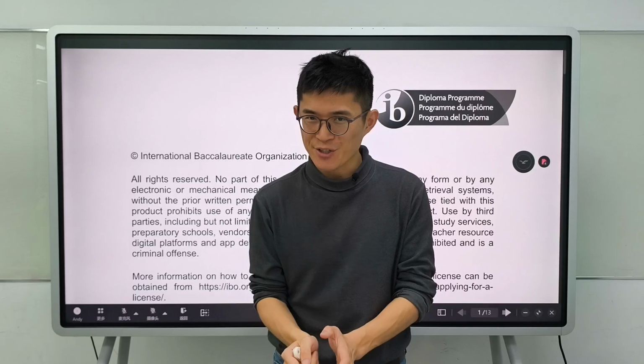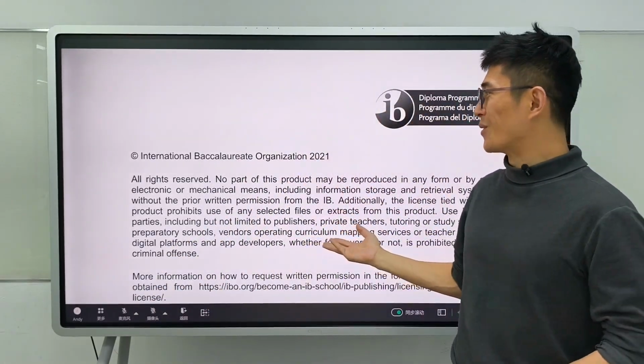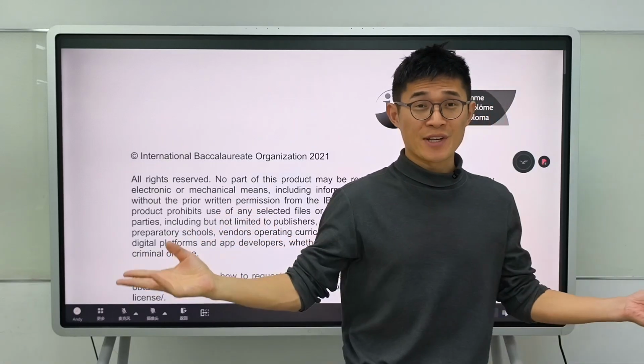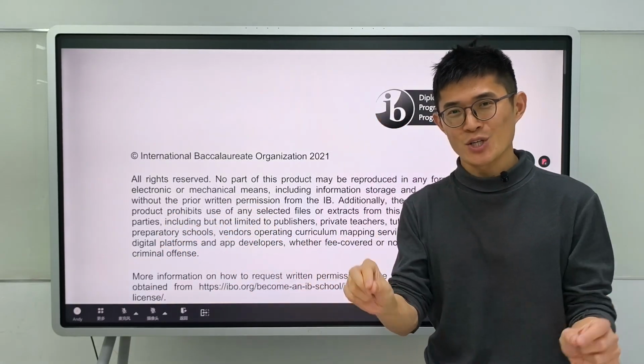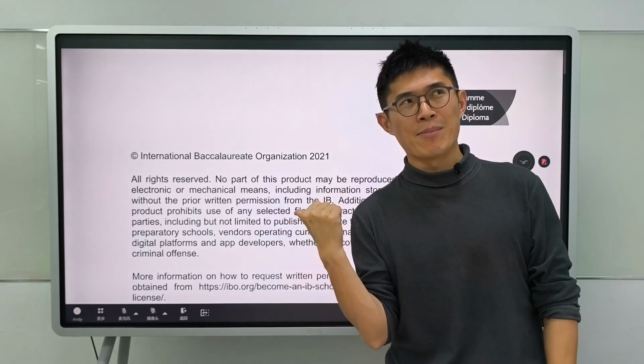Today, let's talk about IBDP. It's called the International Baccalaureate Diploma Program. Here we go, this is the one. International Baccalaureate Organization 2021. This is actually the 2021 paper. I think the exam happened in May.